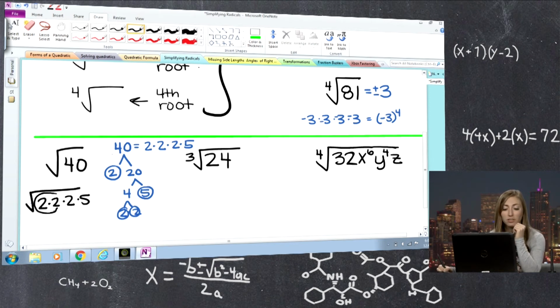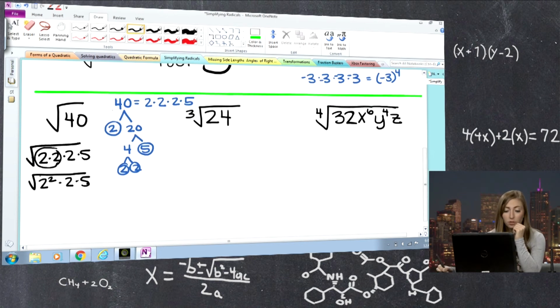So you can see that these two factors are the same. You could also think about this as 2 squared times 2 times 5. That being said, we looked at above how a square root and a square cancel each other out. So we're just left with that 2. The square goes away because the square root gets rid of it, so that 2 goes on the outside of our square root.